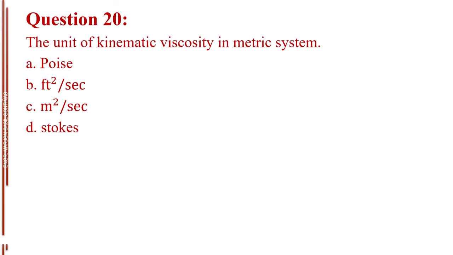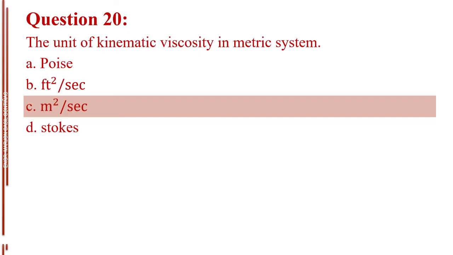Question number 20. The unit of kinematic viscosity in metric system. Letter A, poise. Letter B, square feet per second. Letter C, square meters per second. Letter D, Stokes. The answer is letter C, square meters per second.